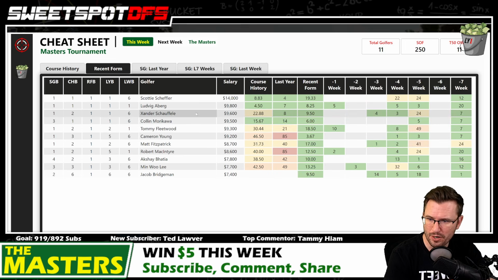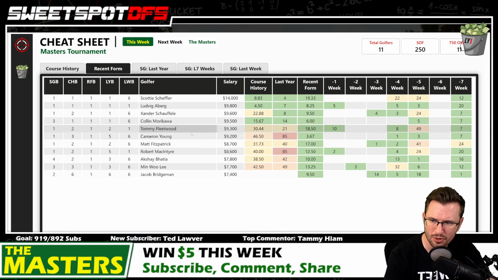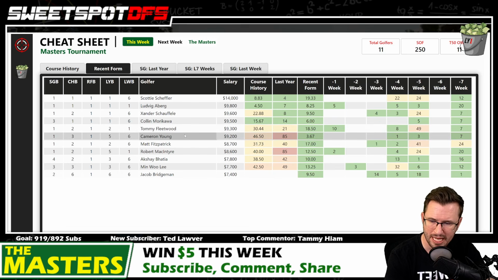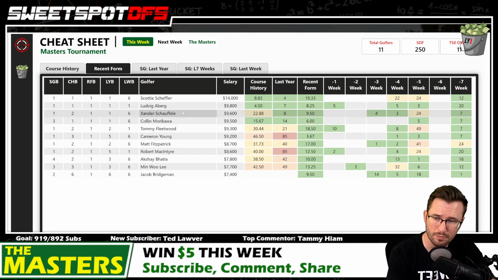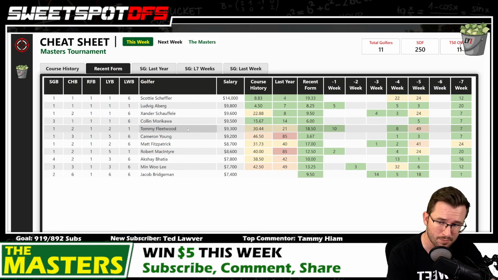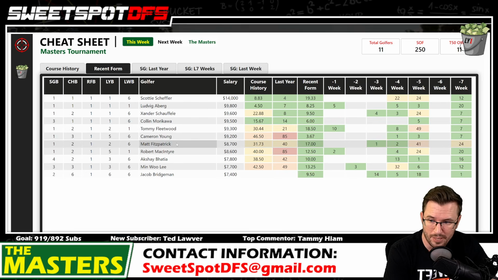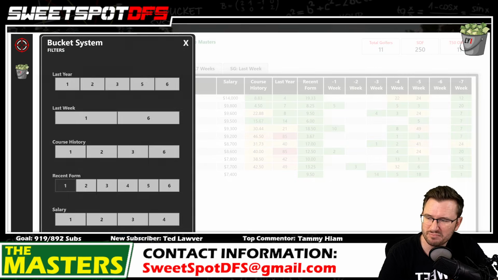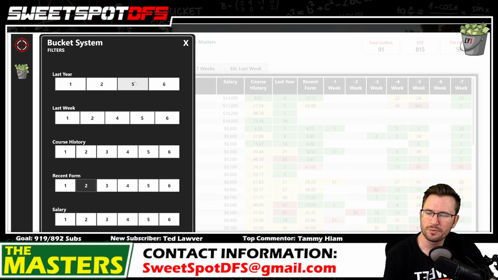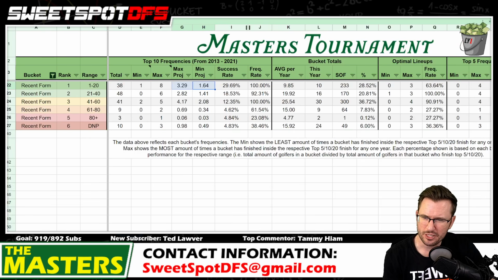Because some of them will be paired up, like putting a Xander lineup together with a Fleetwood or a Cam Young lineup. I mean, that would also just mean I would want to change my exposures anyways. Maybe I go 33% Xander and 27% Tommy Fleetwood. I might even do that. And then also I might go really high with Matt Fitzpatrick. I could see myself doing that. But anyways, yeah, that's fine. Recent form 2s. I think the projection's nearly similar, right? Oh, this is a 1 to 3 bucket.